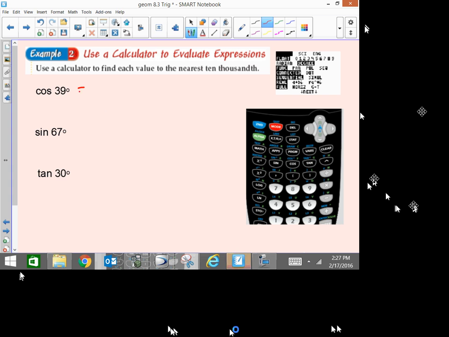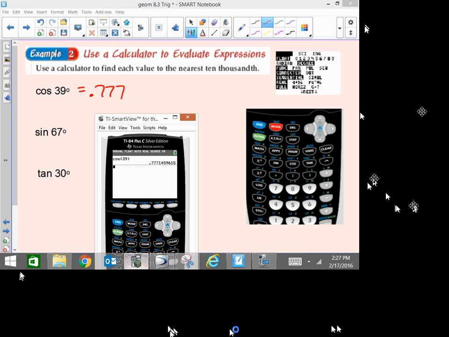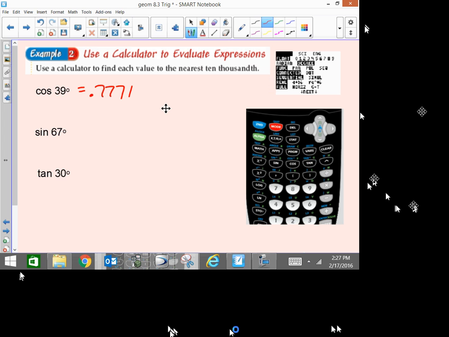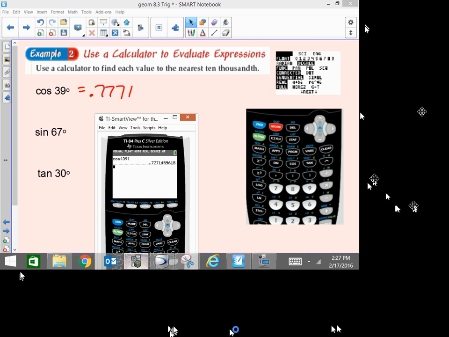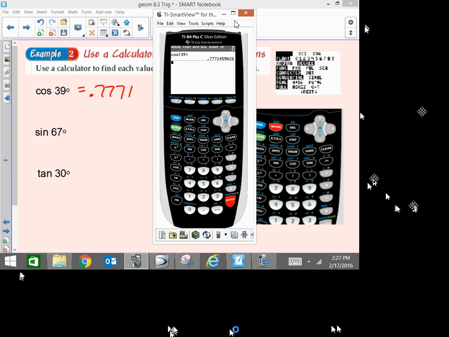So 0.777, what's my last digit? 1, because 4 doesn't round up. Very good. Okay? Do the same with sine 67. Sine should be right next to cosine. 67 close parentheses.